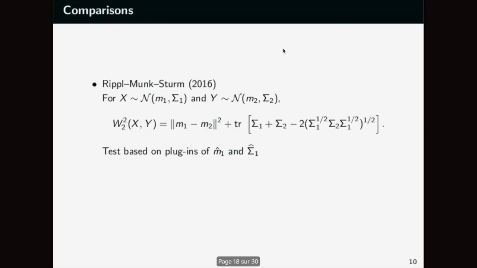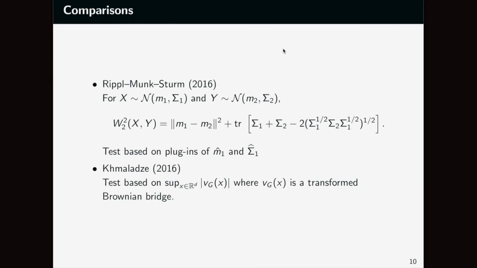We will now evaluate the performance of the test in a simulation study. But first, we'd like to compare our test with two other ones. The first one is the one by Rippel-Mungenstern, and it's based on the fact that for two distributions coming from the same elliptical family, there is a closed form formula for the two Wasserstein distance. What they proposed is to plug in estimators of the mean vector and the covariance matrix in this closed form formula.